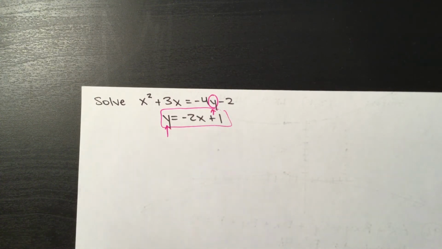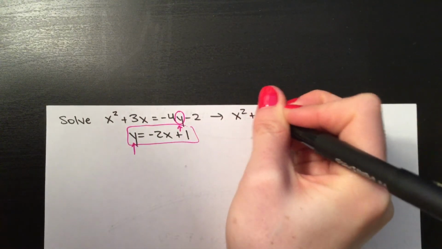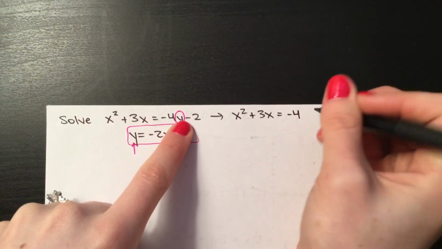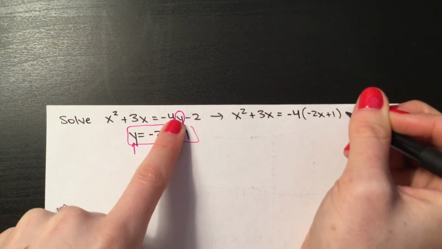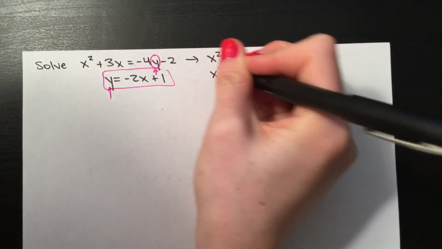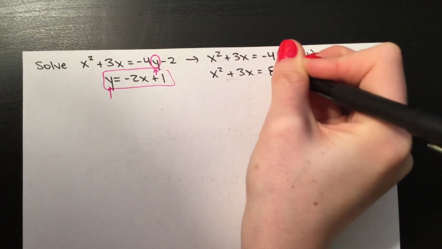I'm just going to rewrite this top equation. So x squared plus 3x, that part is not changing, equals negative 4, and then instead of y, I'm going to sub this in, and then carry on with the minus 2. Okay, so all x's, I'm just going to start simplifying this up and see what my equation will give me. So distribute this negative 4.